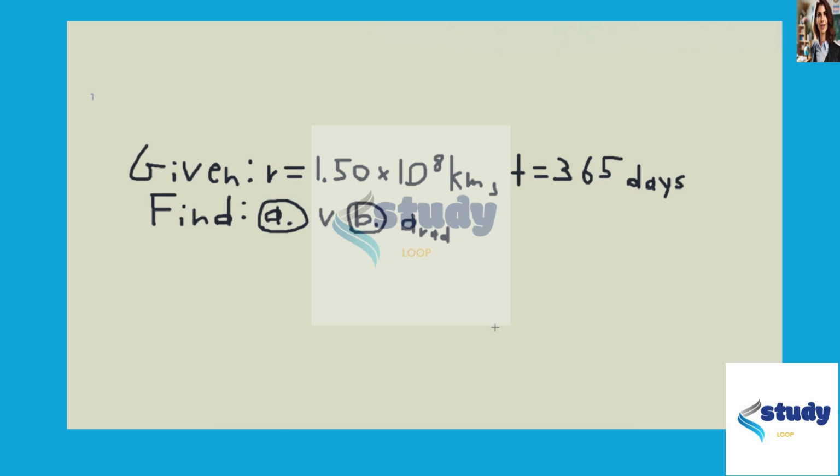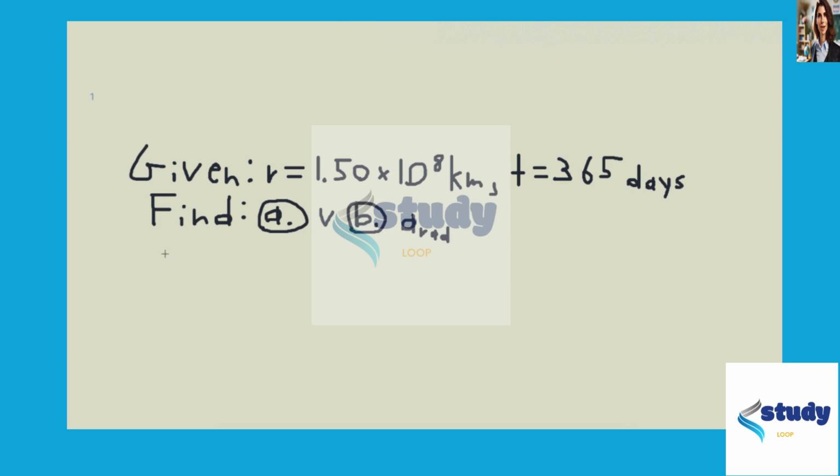Okay, so for this problem, we're given the radius of the Earth's orbit, which is 1.50 times 10 to the 8th kilometers, and we know that it takes 365 days for the Earth to go around the Sun. So the time t here, or the period, is going to be 365 days. Now we're being asked, what is the magnitude of the orbital velocity of the Earth in meters per second? So we want to find v, the velocity. Part B is asking, what is the radial acceleration of the Earth toward the Sun? So we want the radial acceleration. We'll work on parts C and D after that.